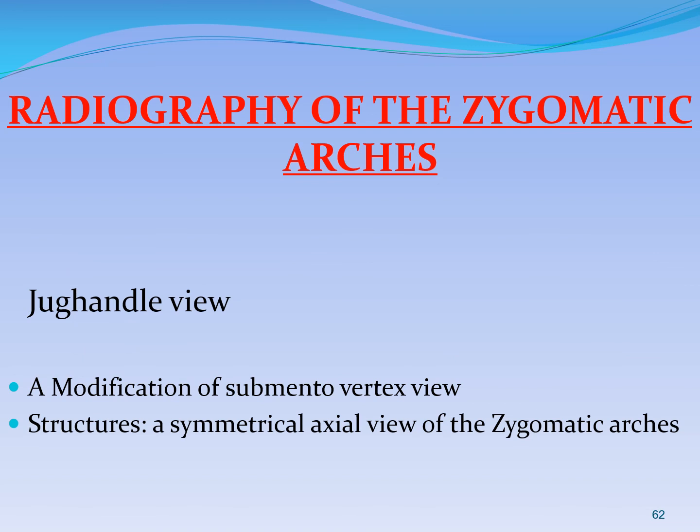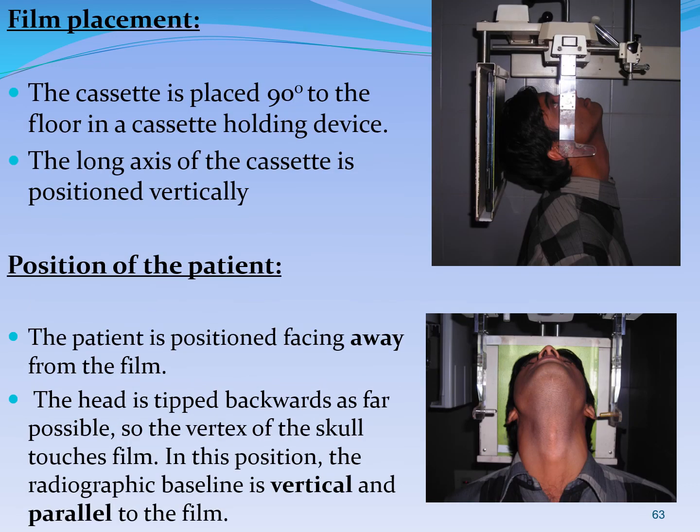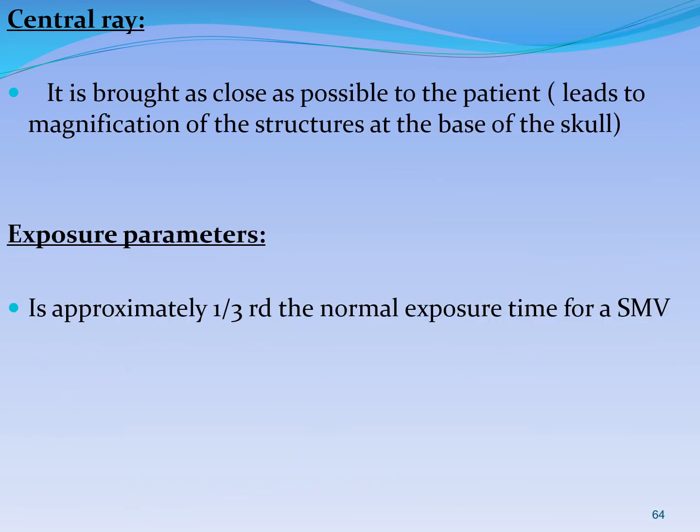Next, coming to radiography of the zygomatic arches, this is nothing but a modification of the SMV which I spoke of earlier. So the patient positioning, everything is the same. Only thing is here the exposure is reduced by 1/3 compared to the normal SMV. As you can see in the image over here, the patient positioning is similar. Once the patient has been told to extend the neck and touch the skull to the center of the cassette, the midline has to be assessed. So the central ray is brought as close as possible to the patient. Exposure parameters: it is approximately 1/3 the normal exposure time for an SMV.